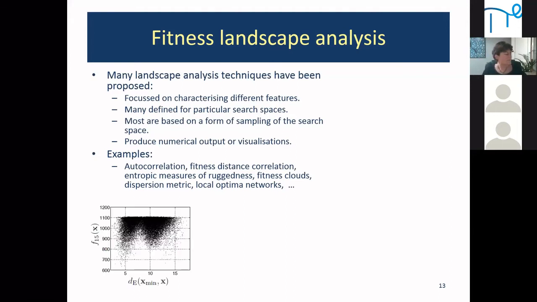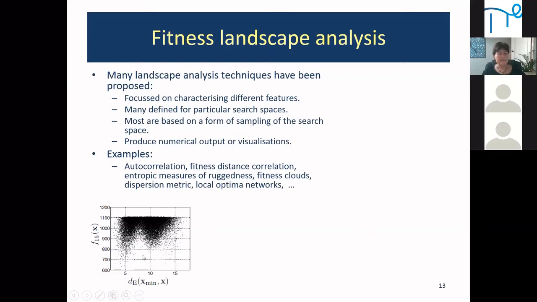So this picture here shows you an example of fitness distance correlation. Now, this is a high dimensional optimization problem, and what we're doing is taking a sample of solutions. Each dot in this scatter plot represents a solution to the problem. On the vertical axis is the fitness, which tells us how good the solution is, and we're trying to minimize. So the better solutions are down here at the bottom of the scatter plot.